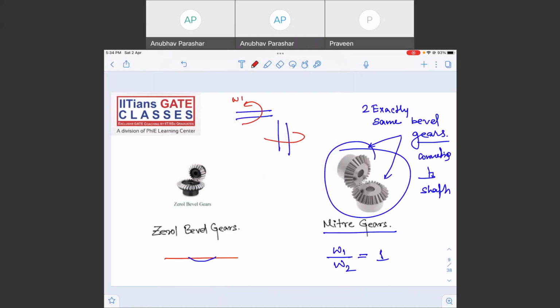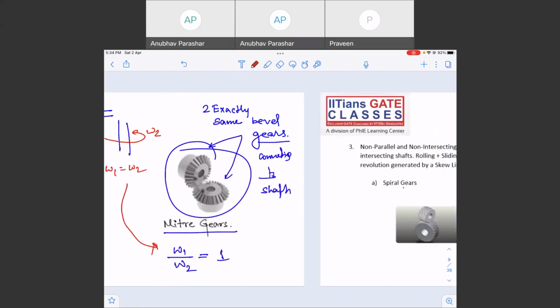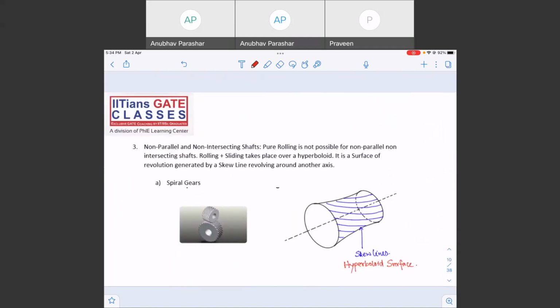Let me say this is omega 1. Let me say this is omega 2. In case of mitre gears, omega 1 is equal to omega 2. Or you can say the angular velocity ratio is equal to 1. So this is all about intersecting shafts, non-parallel intersecting.